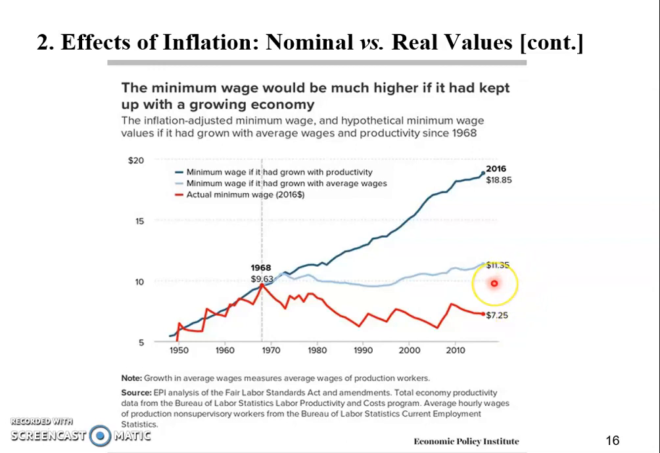Now here I would like to clarify that when we say if it had grown with the average wage, it doesn't mean the minimum wage earners are going to get paid as the professionals or other more skilled workers or jobs. It simply means they would grow at the same rate. So there is still a significant gap between the minimum wage and the average wage.